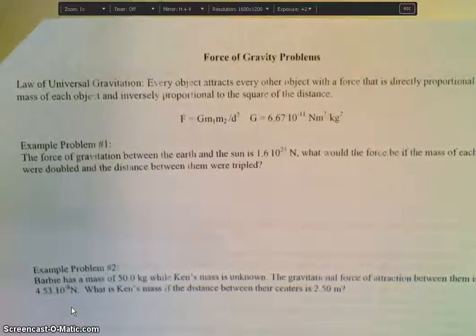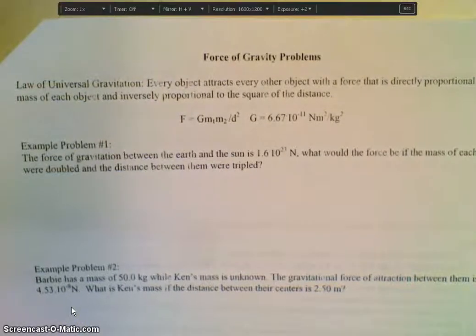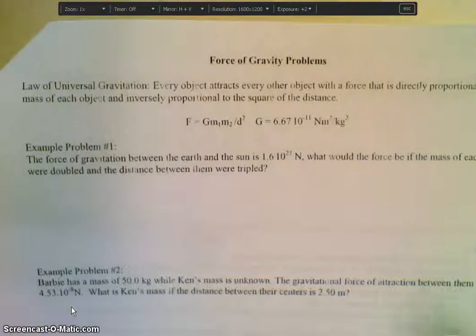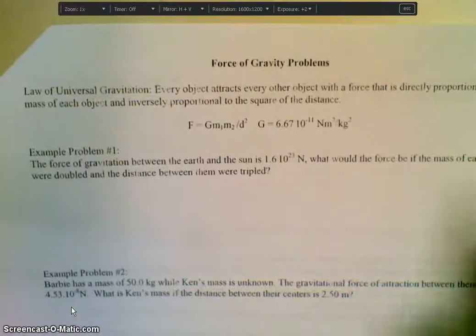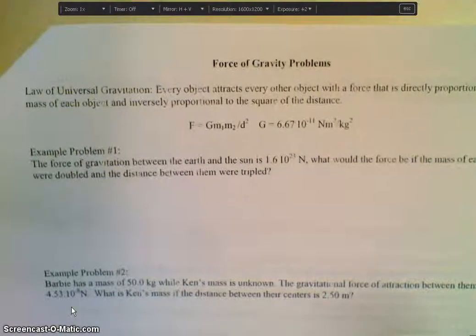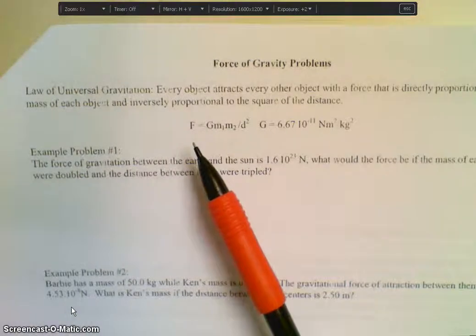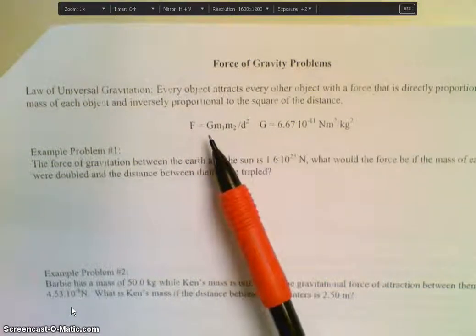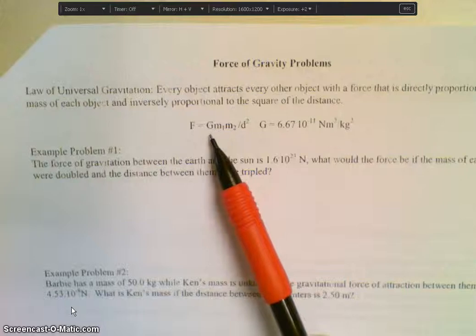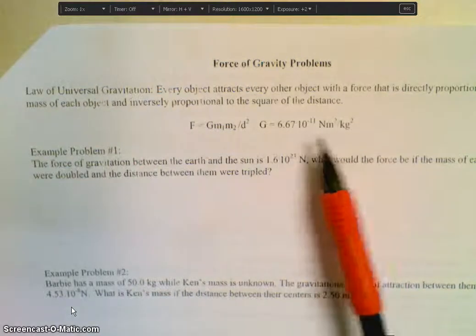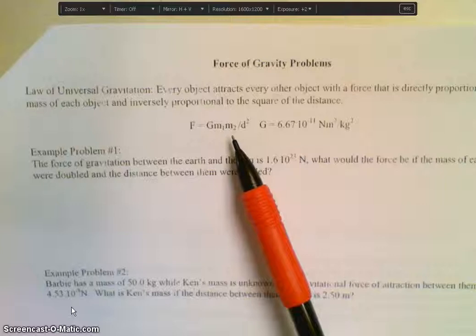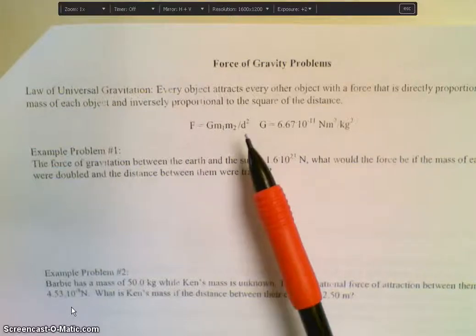Okay, so we're going to look at some force of gravity problems today. We're going to use what we learned in our last video to help solve this first problem. So here's our universal gravitation equation right here. Force is equal to the universal gravitation constant, which is this, times the mass of object 1 times the mass of object 2 divided by the distance between their centers squared.